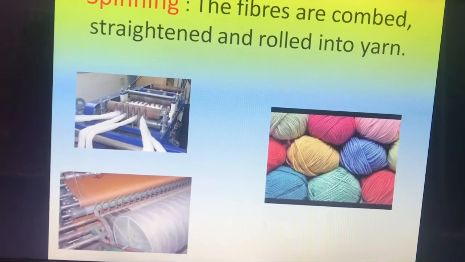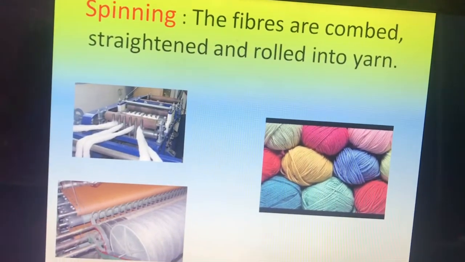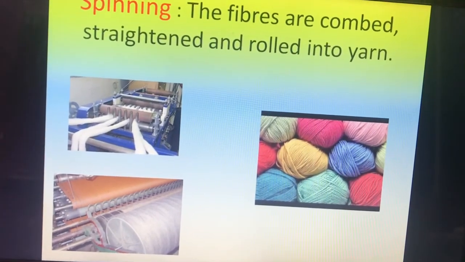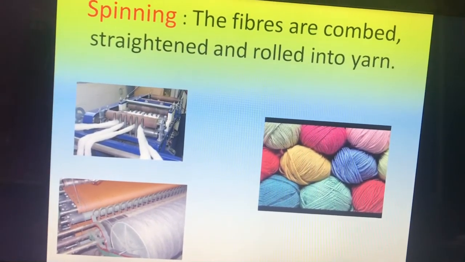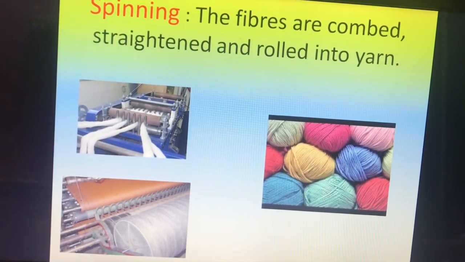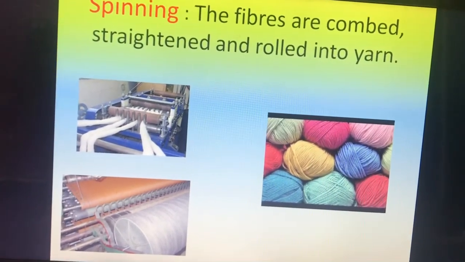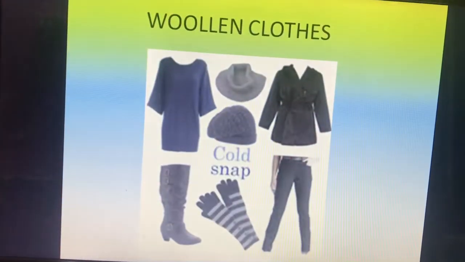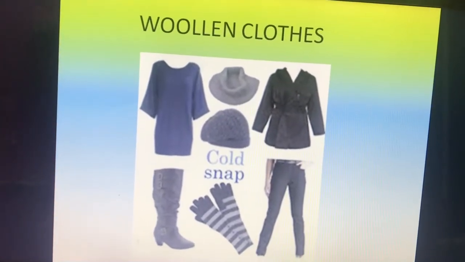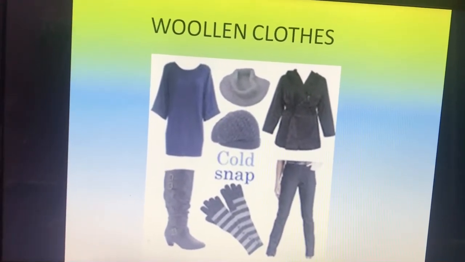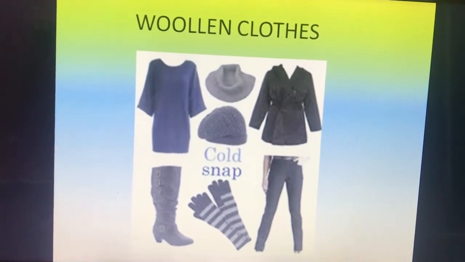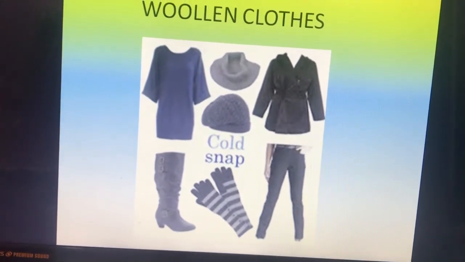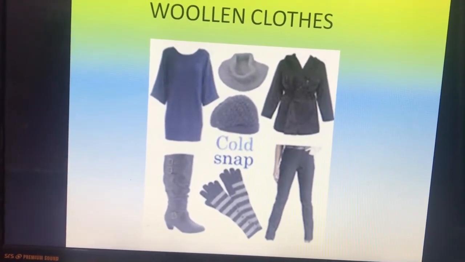So after this process, the next process of spinning is done. You know what spinning is. In this process, the fibers are converted into yarn. It can be done using machines. Now you can see different colored wool fibers, wool yarn, and then they are converted into woolen clothes. Okay, they are used in the winter season to protect ourselves from cold, right?